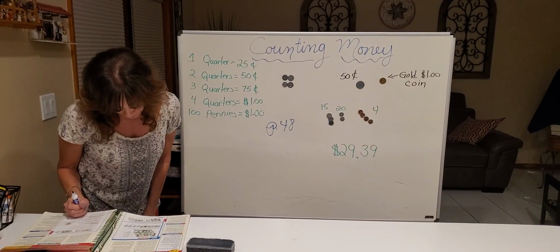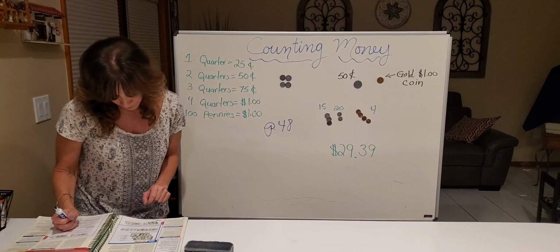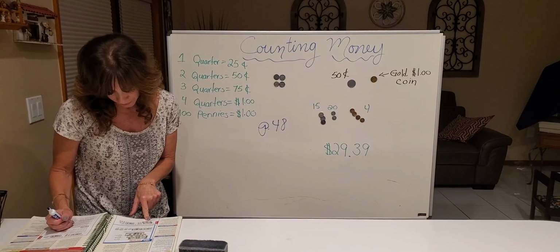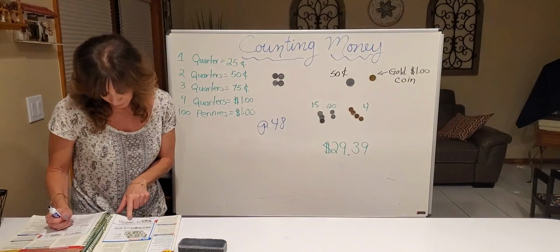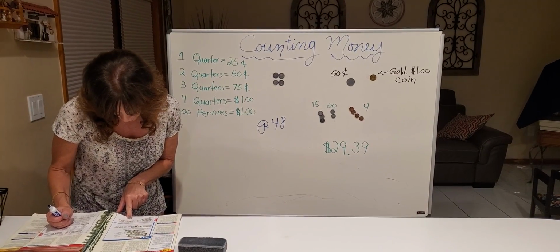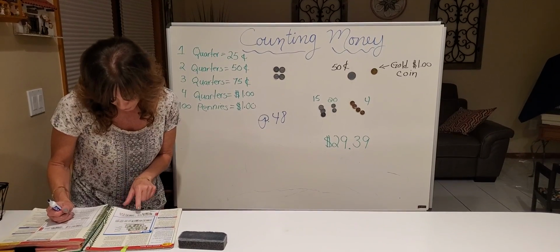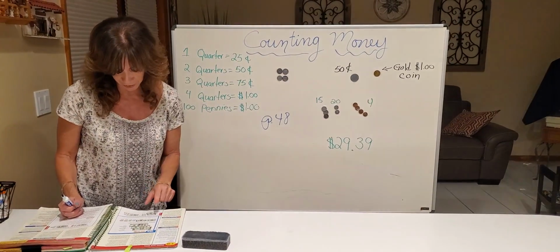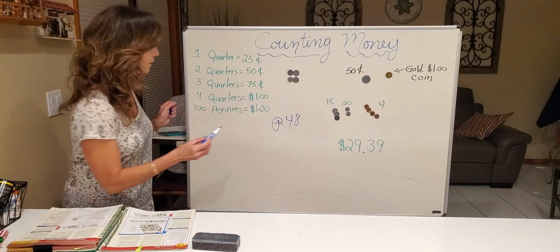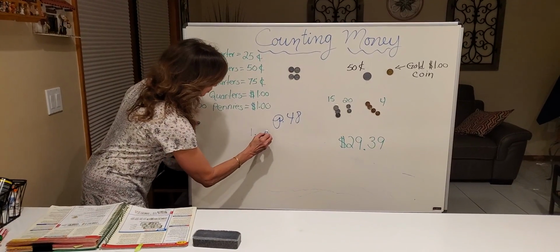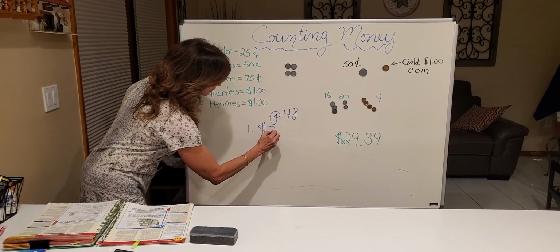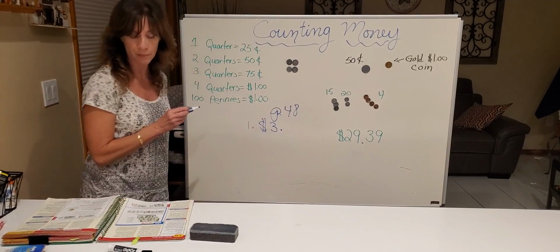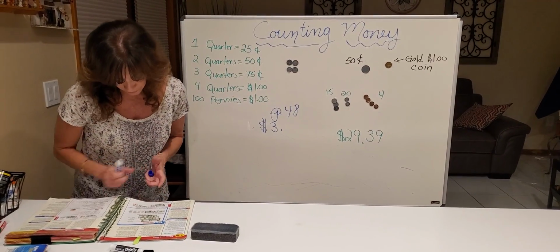Look at number 1. It says write the amount. I see $3 bills, and then I see 2 quarters, a nickel, and a penny. So let's do the bills first. How many bills do we see? $3. So we will write those first. Don't forget your dollar sign and your decimal point for money. And now let's count the cents.